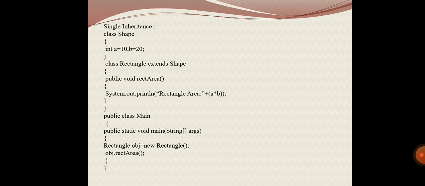Next we will see single inheritance. Single inheritance means inheriting a class from only one base class. A subclass that inherits the features of only one superclass, we can say it is single inheritance. Let us see the example.